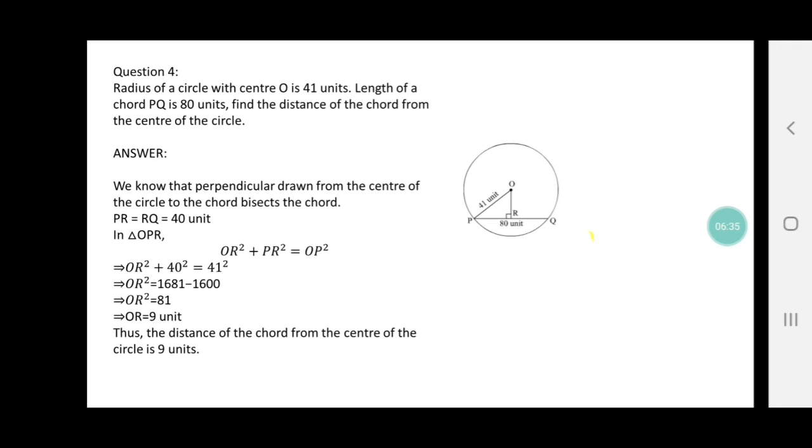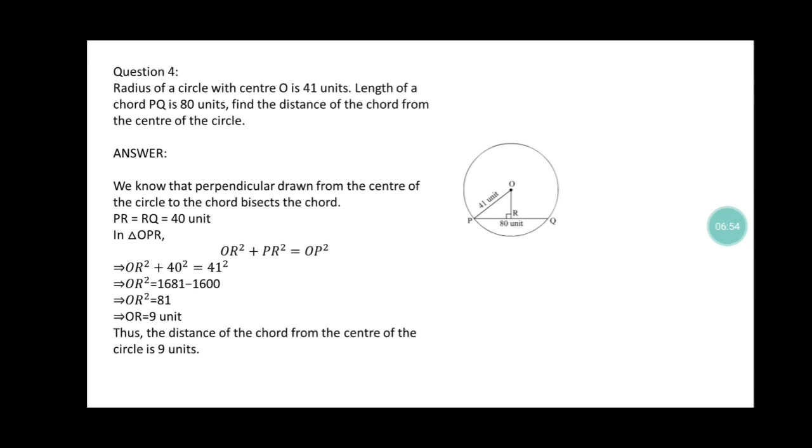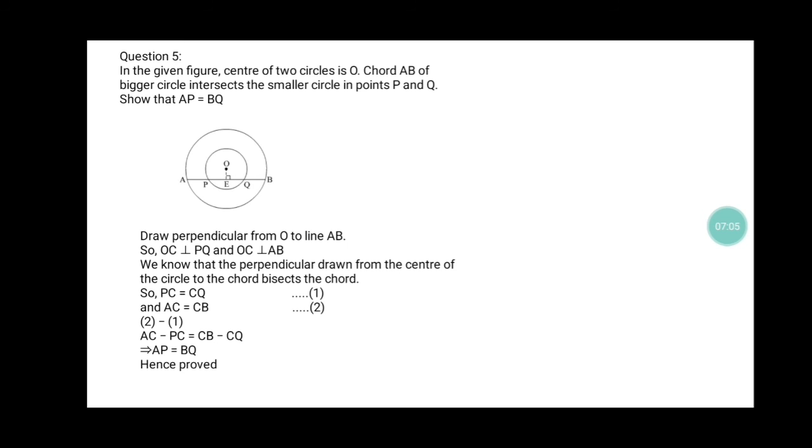So in triangle OPR, OR square plus PR square is equal to OP square by Pythagoras theorem. Substitute the values to get the value of OR. So the value of OR I am getting is equal to 9 units. So the distance of the chord from the center of the circle is 9 units. Now we move on to the last problem.